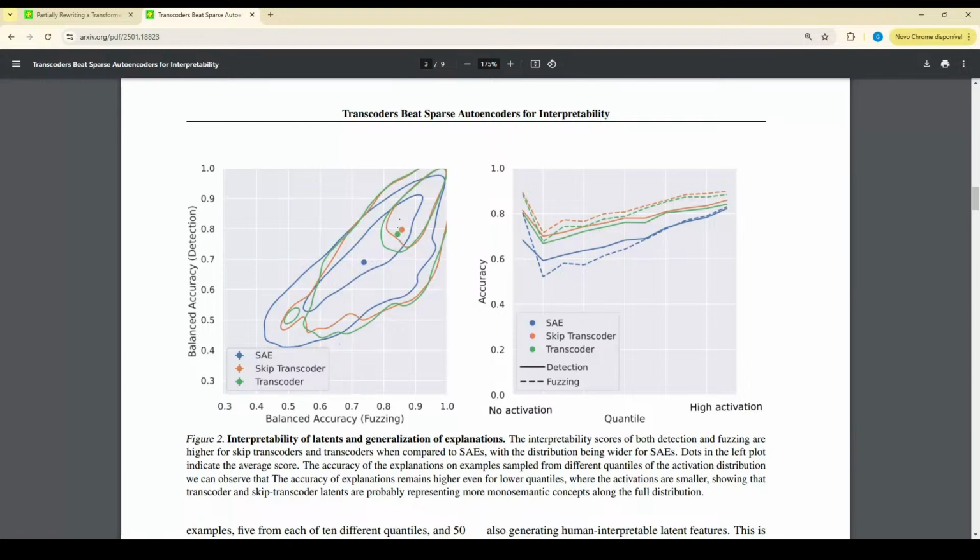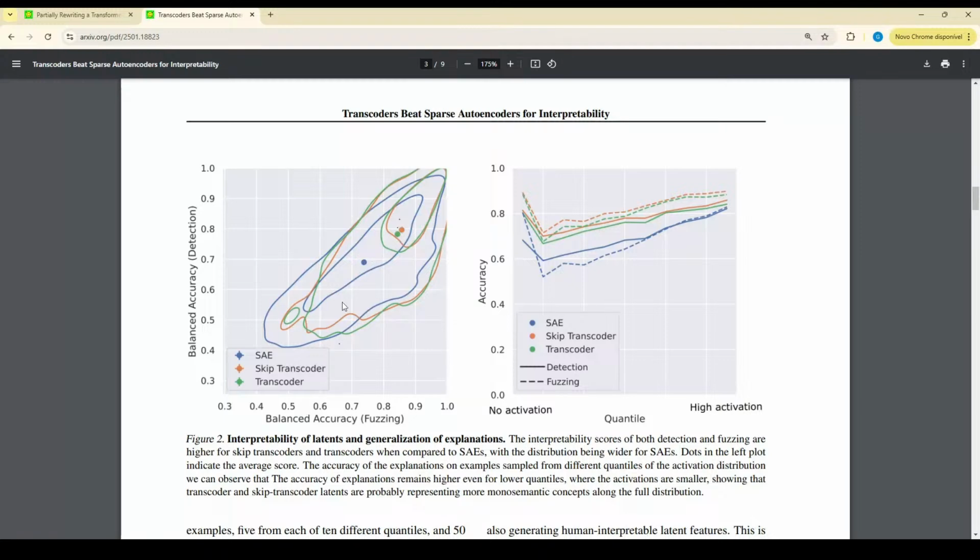About the difference between the skip and the regular transcoder. Did you guys try to do some analysis on the difference of the distributions, like if they are different? Do you mean the distribution of scores? Yeah. We didn't do a full detailed analysis. They seem to be very similar.